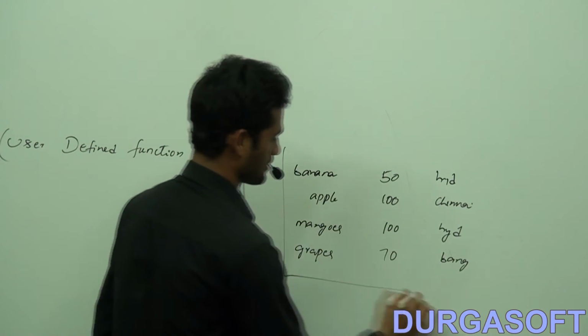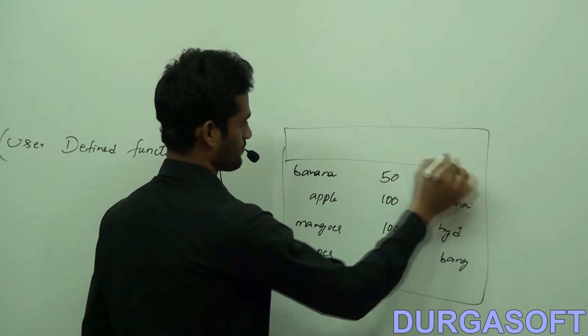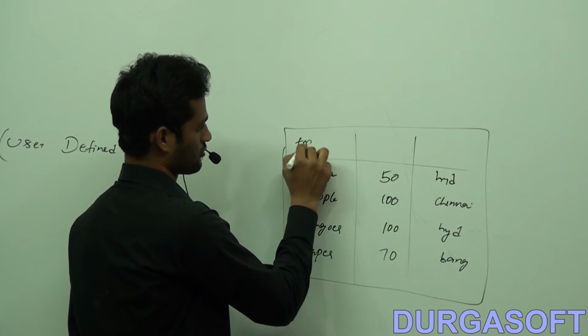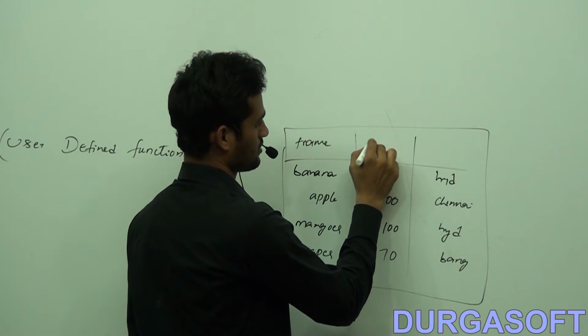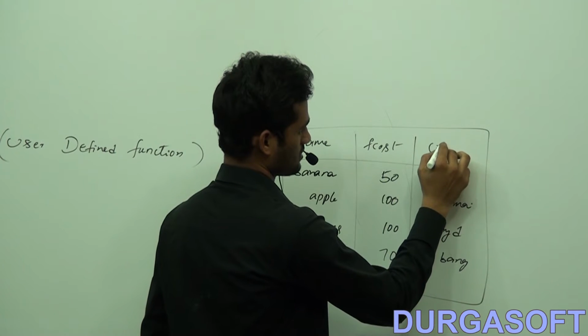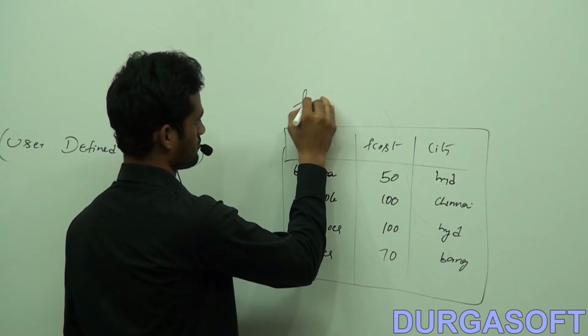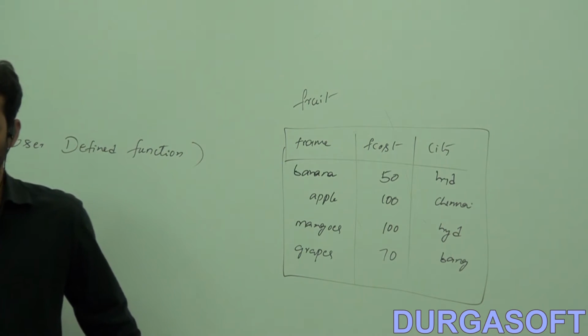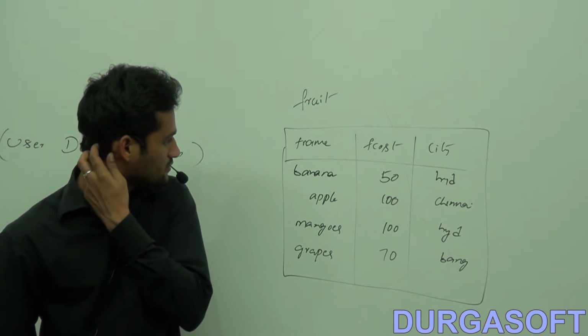Next, 70 rupees, let's say Bangalore. So this is your table. Let's say the columns are F name, fruit name, fruit cost, and next, city. Our table name is fruit, right?